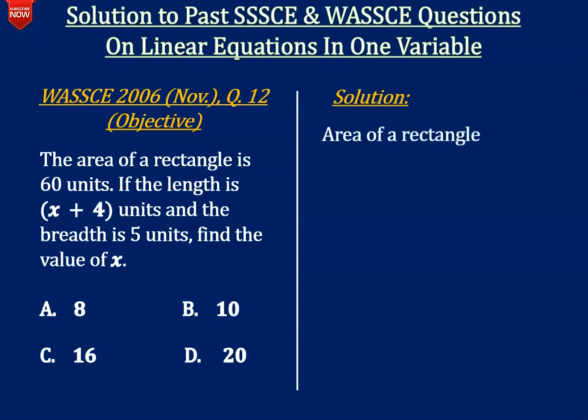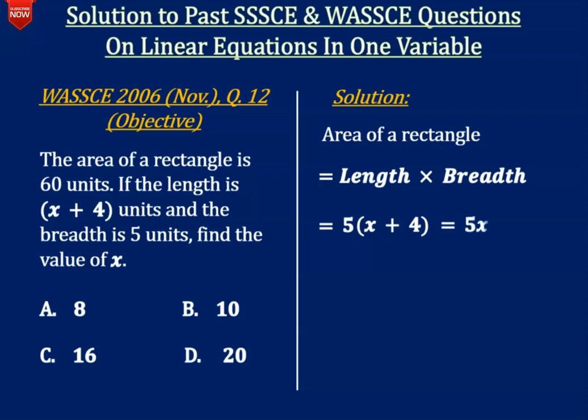The area of a rectangle is given by the formula length times breadth. The length we are told is x plus 4 units, and the breadth is 5 units. Therefore, the area of the rectangle is 5 times (x plus 4). Removing brackets, we have 5 times x to be 5x and 5 times 4 to be 20. So the area of the rectangle can be expressed as 5x plus 20.